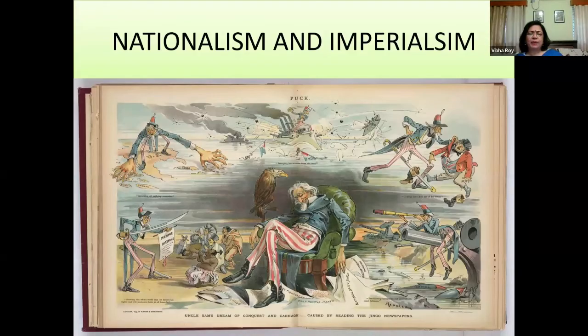The last topic is nationalism and imperialism. So how nationalism and imperialism have got intertwined. Nationalism is separate, imperialism is separate, but slowly when countries gain power, how they misuse it, that we will see.